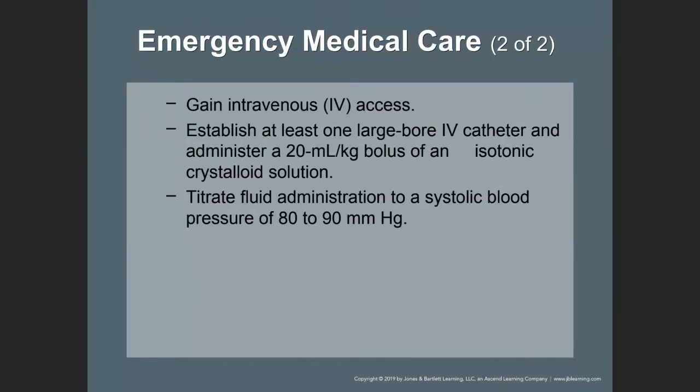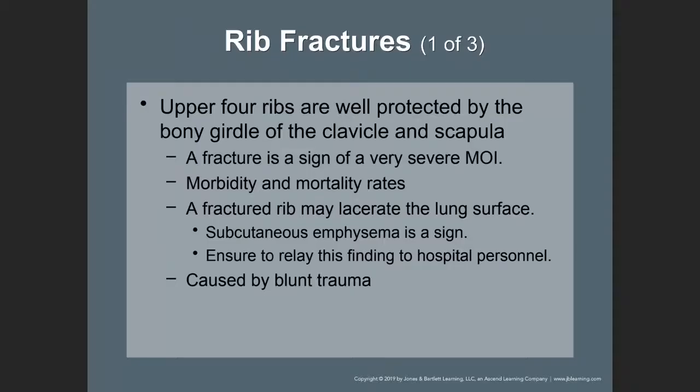Establish IV access. Establish at least one large bore IV catheter and administer a 20 mL per kilogram bolus of an isotonic crystalloid solution. Titrate fluid administration to a systolic blood pressure of 80 to 90, or 90 to 100 if you suspect internal bleeding.